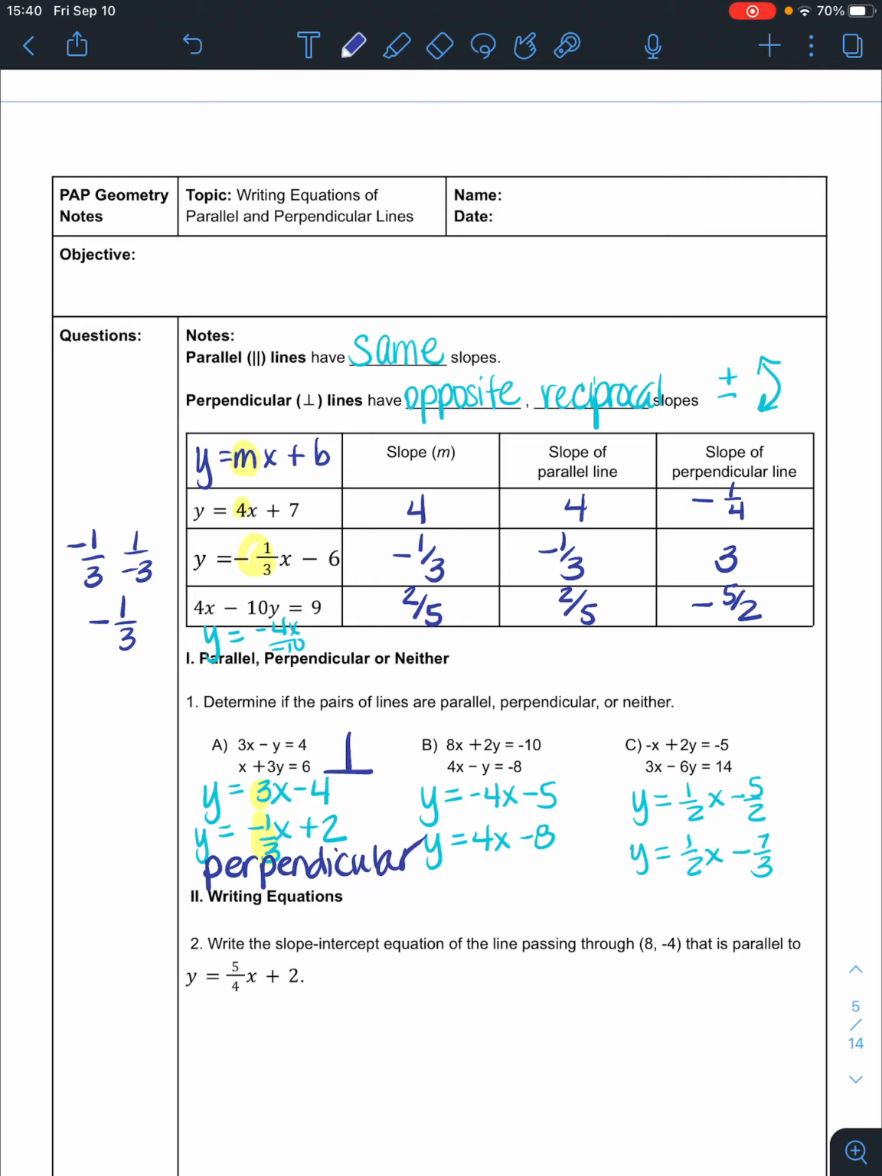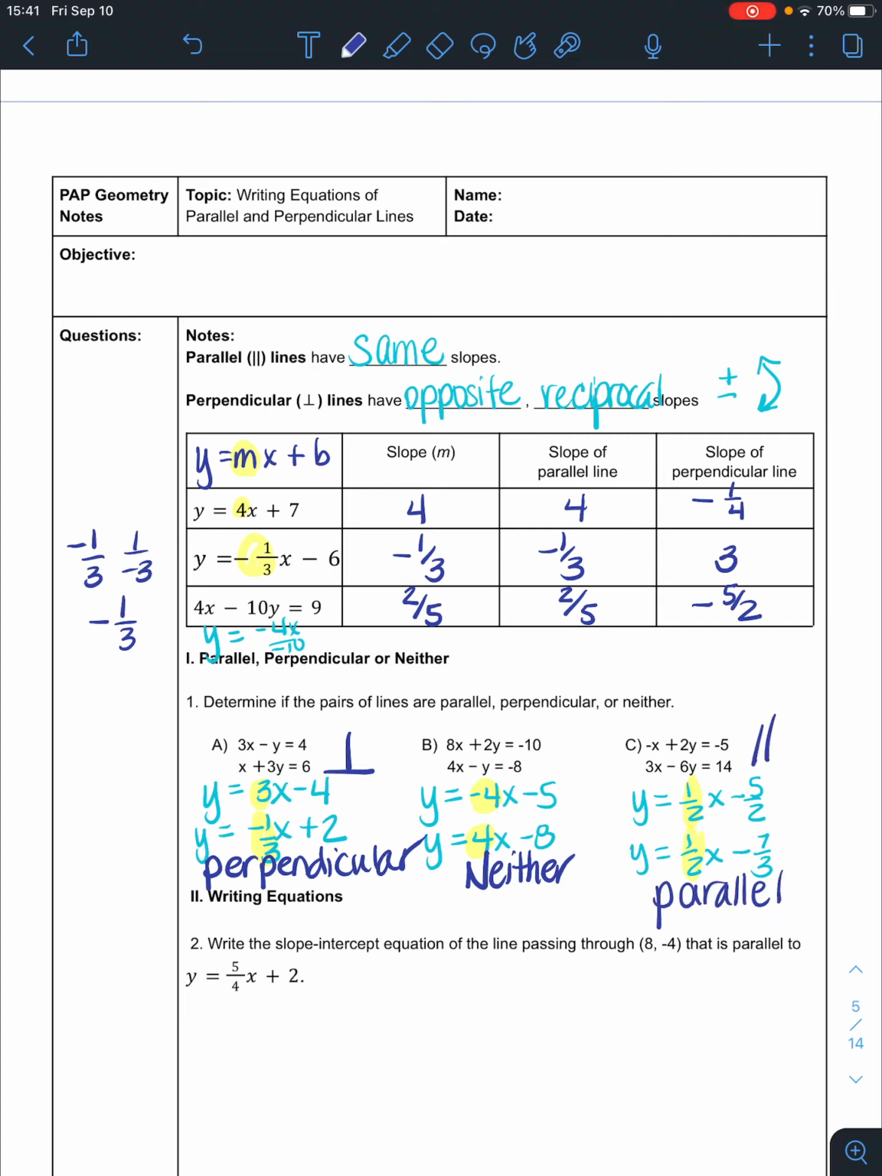Remember, the symbol for that is the upside down capital T. In part B, we rearrange the equations so that we can see the slope. We have a slope of -4 and we have a slope of +4. They're not equal, so we know they're not parallel. They are opposite, one's positive, one's negative, but they're not reciprocals. The reciprocal of 4 would be 1/4. So these have no relationship. They are neither parallel nor perpendicular. They just intersect. And then in C, we rearrange the equations. We see that our slopes are 1/2 and 1/2. They are exactly the same, which means that these lines are parallel.